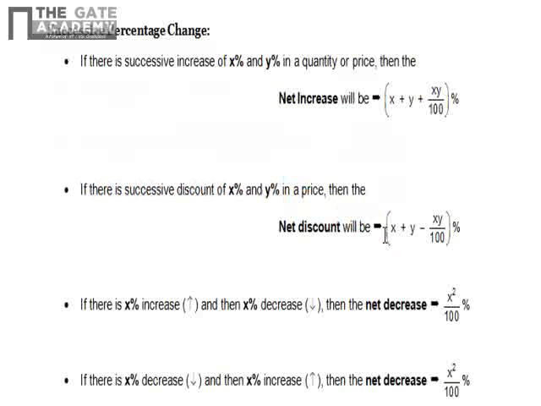Now we'll see about the successive percentage change. What is successive percentage? Suppose there is one quantity, and you are changing that quantity by some percent, and again you are changing the final value by some percent again. Whether it is increase or decrease, it is called successive percentage change. The basic example for this is, if you want to increase one quantity two times, by x% and after that by y%, then you can find out the net increase by this formula, that is x plus y plus xy upon 100. We can prove this.